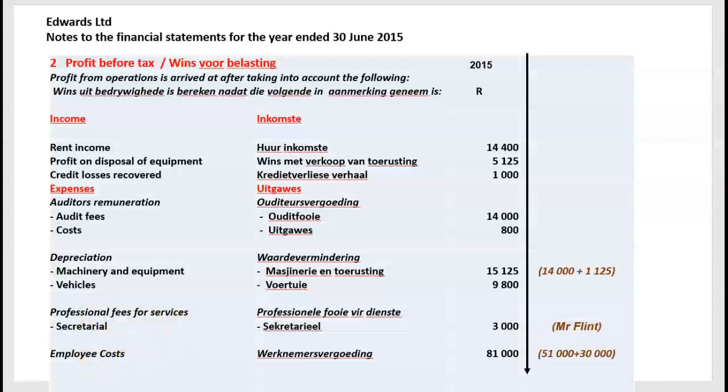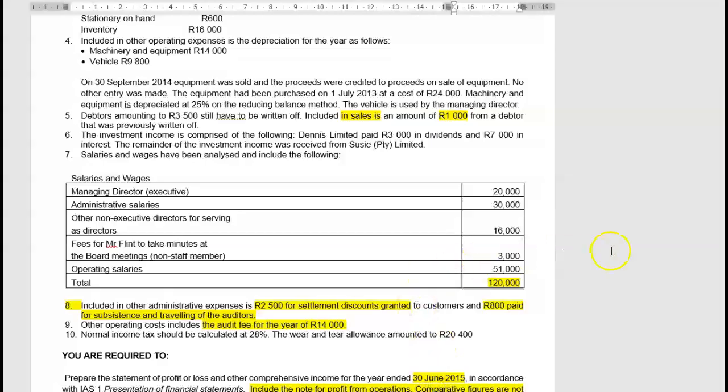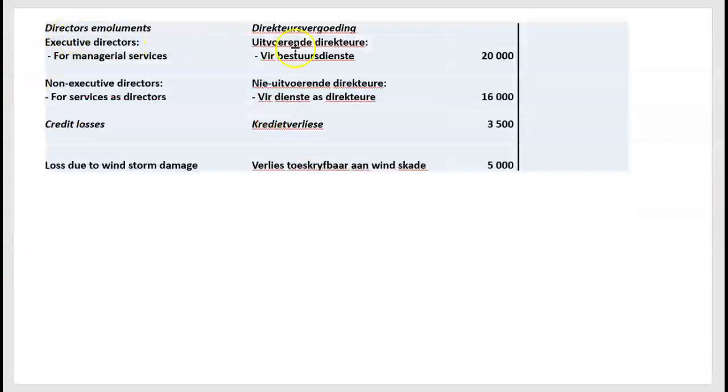Employee costs, we have to show employee costs as well. Employee costs in this case will only be salaries paid to our employees, and that would have been the 30,000 paid as admin salaries and the 51,000 operating salaries, which in total gives us total employee cost of 81,000. We have spoken about the director's emoluments. We've spoken about the credit losses.